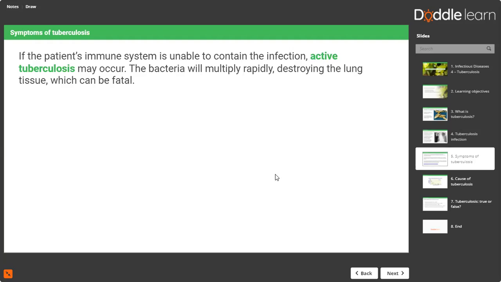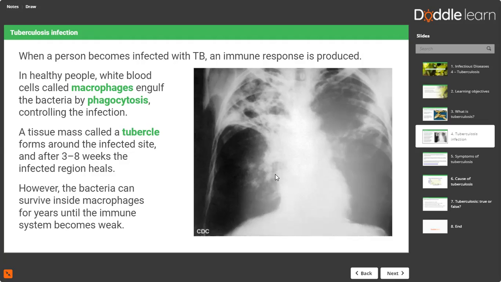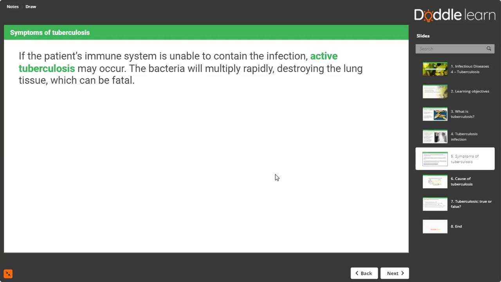So symptoms of TB: if a patient's immune system is unable to control the infection, active TB occurs. So this point is inactive TB. You've got the infection, but you're not actually in active TB at the moment. In healthy people, this might happen, and you might not ever get a resurgence of the TB. But if your immune system becomes weakened for some reason, you could pick up another illness, you could become pregnant, have another disease, then active tuberculosis may occur. Bacteria then will multiply rapidly and destroy the lung tissue, which can be fatal.